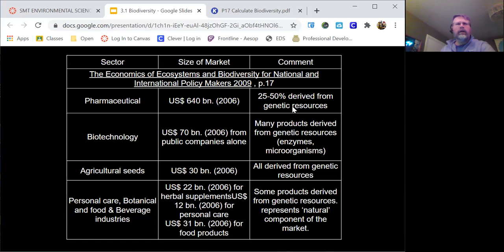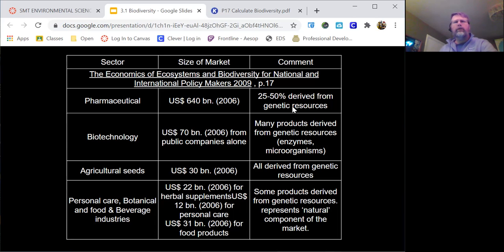Biotechnology was the next sector, with another $70 billion from public companies alone. They also get genetic material such as enzymes and microorganisms from different ecosystems and from the diversity within them. Then we have agricultural seeds. Remember, part of a healthy ecosystem is that it can survive disasters.